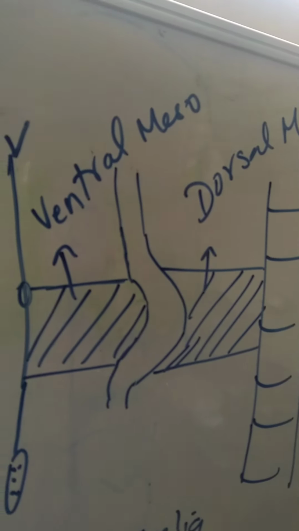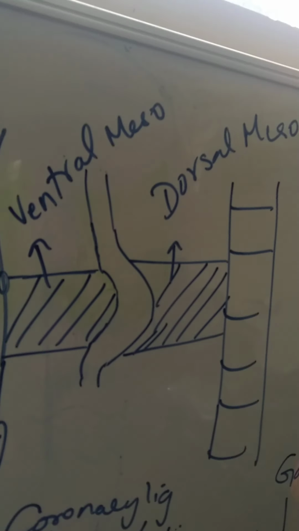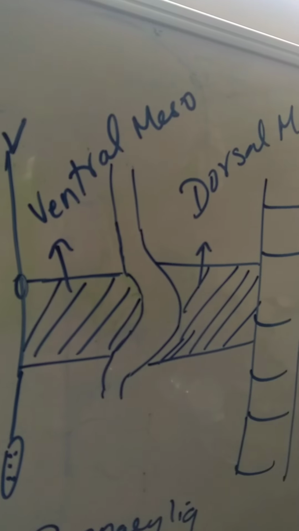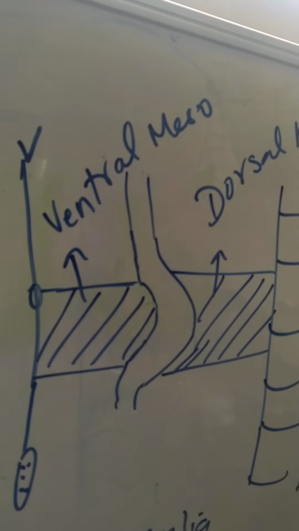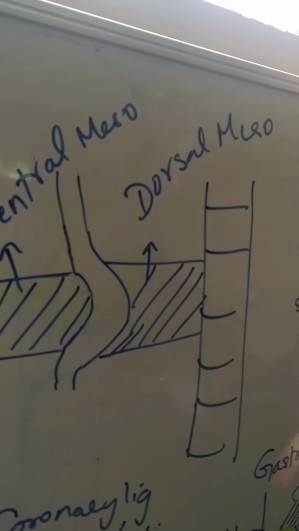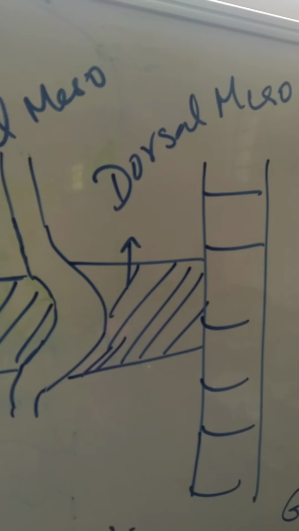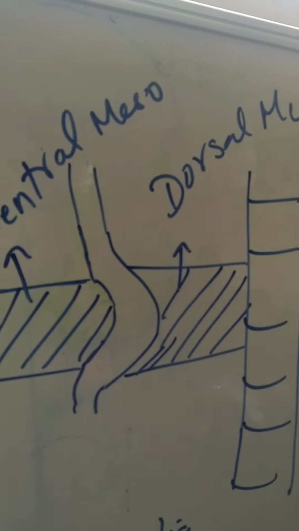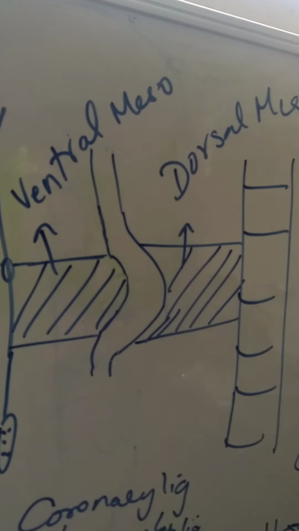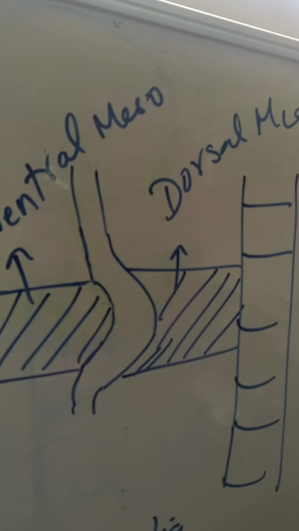Now at this point you should know what is ventral mesogastrium and dorsal mesogastrium and its fate. Ventral mesogastrium is a peritoneal fold which connects the ventral border of the stomach to the ventral abdominal wall, or the anterior abdominal wall. Dorsal mesogastrium, on the other hand, connects the dorsal border of the stomach to the vertebral column, which is the posterior abdominal wall. So mesogastrium is nothing but a peritoneal fold connecting the stomach either anteriorly or posteriorly. So what happens to this ventral and dorsal mesogastrium?